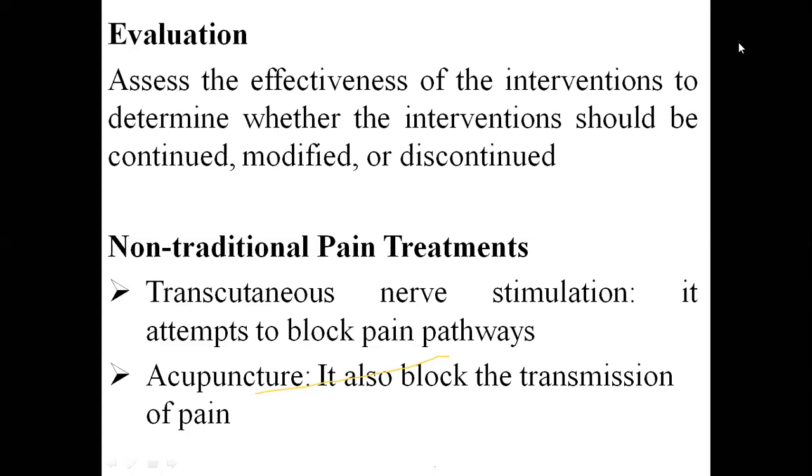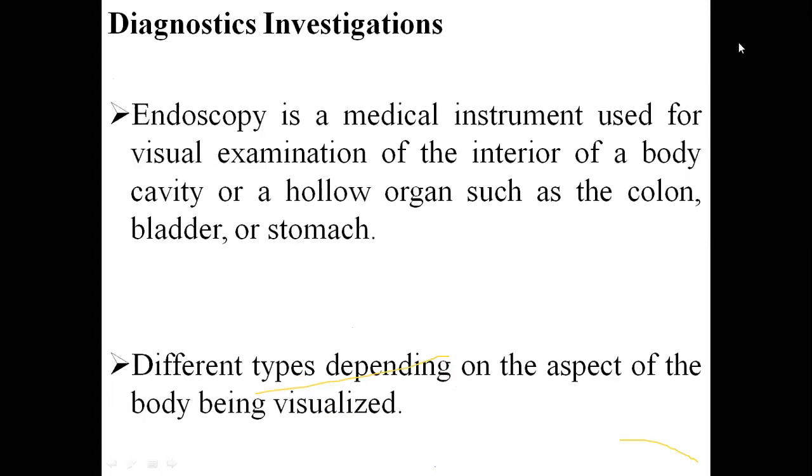Then, non-traditional pain treatment. What are those things we do that are not traditional, but at least help to relieve pain? Transcutaneous nerve stimulation. This attempts to block the pain pathway. When you stimulate the nerve around the place where the patient complains, this can help to relieve pain. Then acupuncture is another procedure that is done to alleviate patient pain.